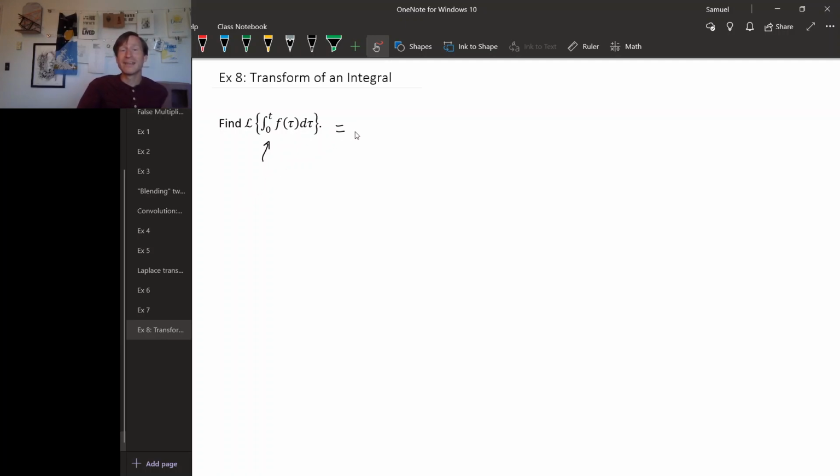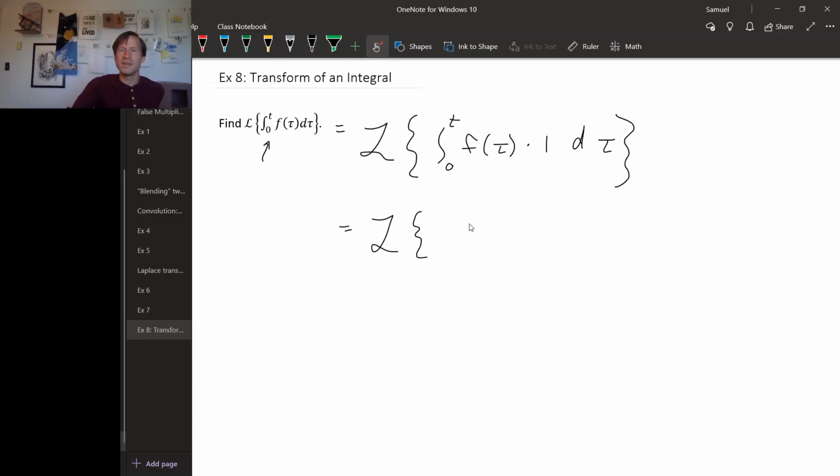Well, there's a nice way to make this very doable. This integral from 0 to t might make you think that there's something involving the convolution going on here, and you'd be right. We can write this function of t inside the Laplace transform as a convolution. It's the integral from 0 to t of f of tau times 1 d tau. So this is the stuff inside our Laplace transform. It's the convolution of f and the constant function 1.